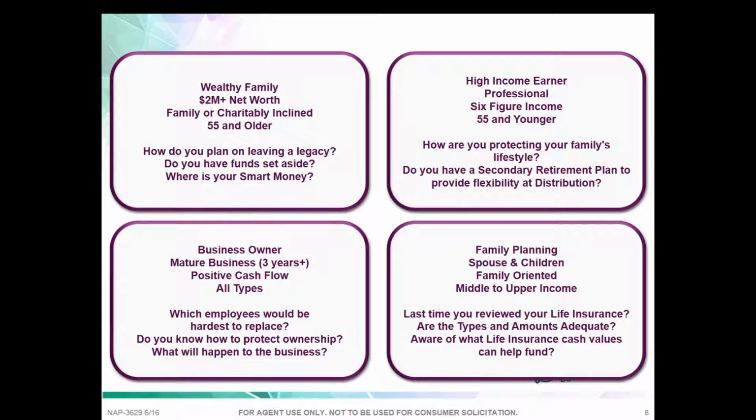Let's move to the top right, high income earner. How are you protecting your family's lifestyle? You're earning six figures. Your family is probably accustomed to that, so asking that. Do you have a secondary retirement plan to provide flexibility at distribution? High income earners have probably maxed out their company way of putting money away for retirement. There's limitations on that. And so if you could offer them a life insurance policy where they could put extra dollars away and that could be accessed before retirement, maybe somebody wants to retire at 55. Maybe you're talking to a 40-year-old and they want to retire at 55, but they don't want to take their retirement plan until 65. So you could help provide an opportunity for that time in between.